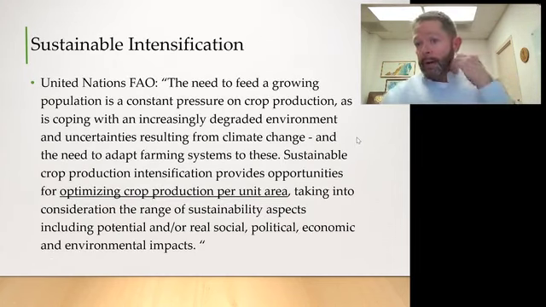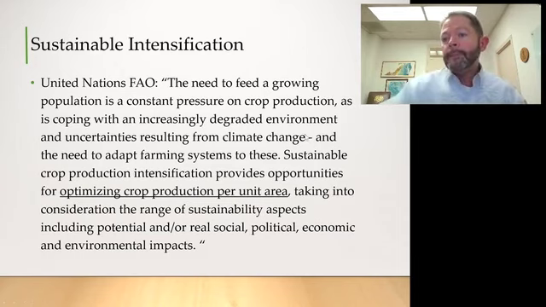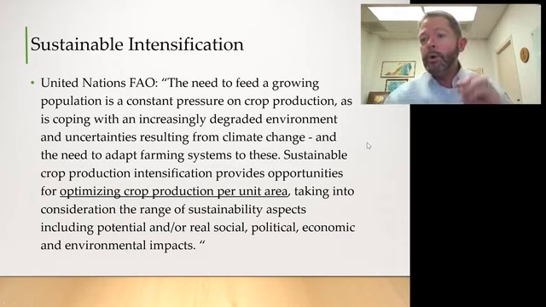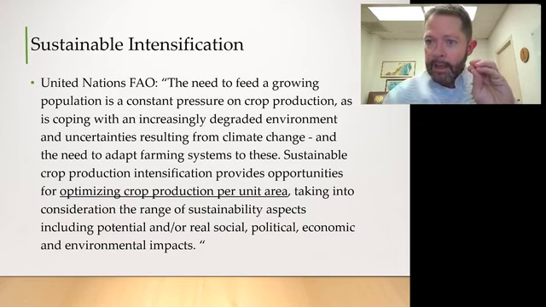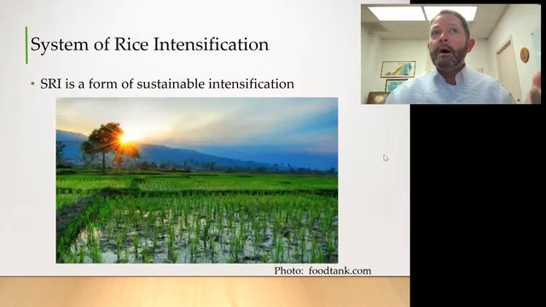I'm just going to say a word about sustainable intensification, which some of you have heard of, and it's been touted as a way to increase production for smallholders. The idea is to intensify through providing more inputs and more intensive management, but in a way that's sustainable and takes into account social challenges and environmental challenges. Personally, I'm an advocate of sustainable intensification.